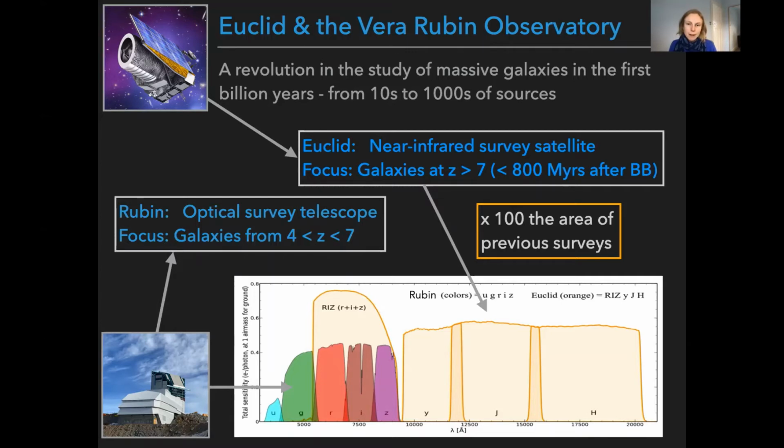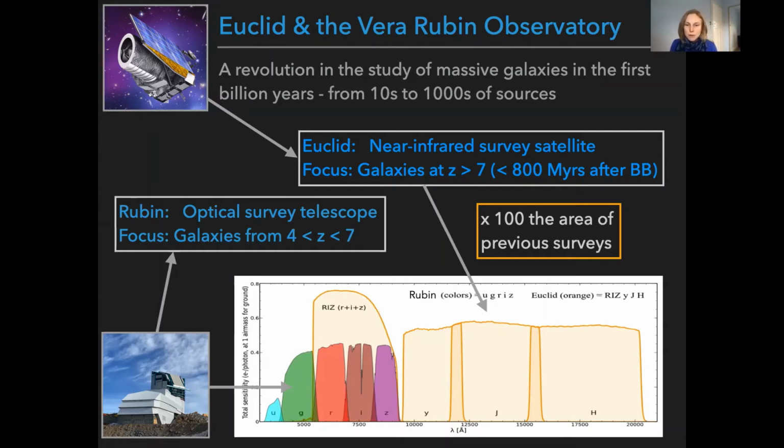In particular, this project focuses on massive galaxies, so the more rare, massive sources that formed after the Big Bang, and their properties. So Euclid is a near-infrared survey satellite. It's focused in particular on looking at the highest redshift sources that we can, redshifts greater than 7, corresponding to less than 800 million years after the Big Bang. On the other hand, Rubin is an optical survey telescope on the ground, and its focus is more on slightly lower redshift galaxies, where in particular we can get very large samples of such sources that are still probing very early in the universe's history.